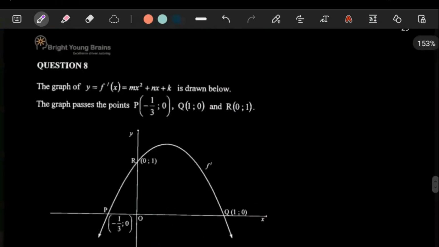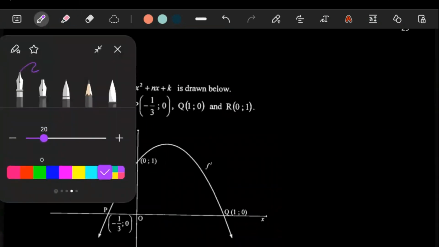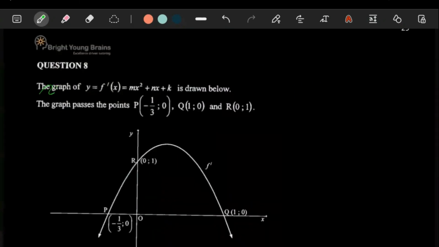Question number 8. Question number 8 looks pretty good. But let's find out if it actually is good. It says here, the graph of y, which is the first derivative, is a parabola.